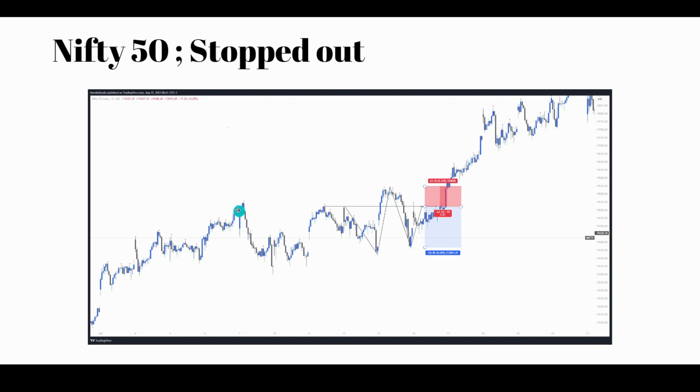Okay, so here you can see that we have a fake breakout structure, market taking out this low with a strong displacement. What do I mean by strong displacement?